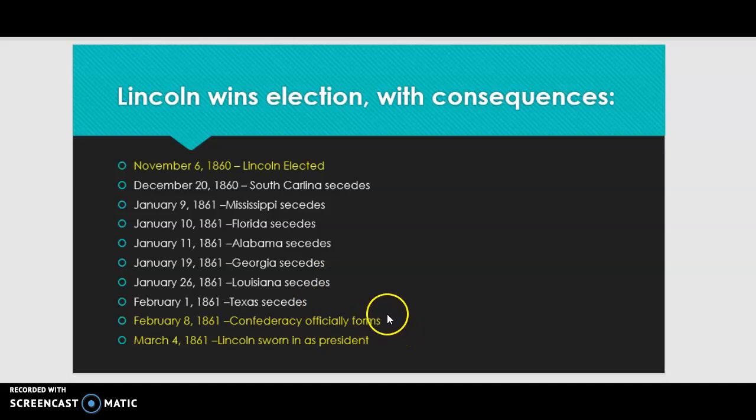So the Confederacy officially formed February 8th of 1861. That was the Southern Confederacy, the Southern states that had left the United States, and Lincoln was sworn in. So between the time that he was elected and sworn in as president, these states had seceded or left the Union and formed the Confederacy.